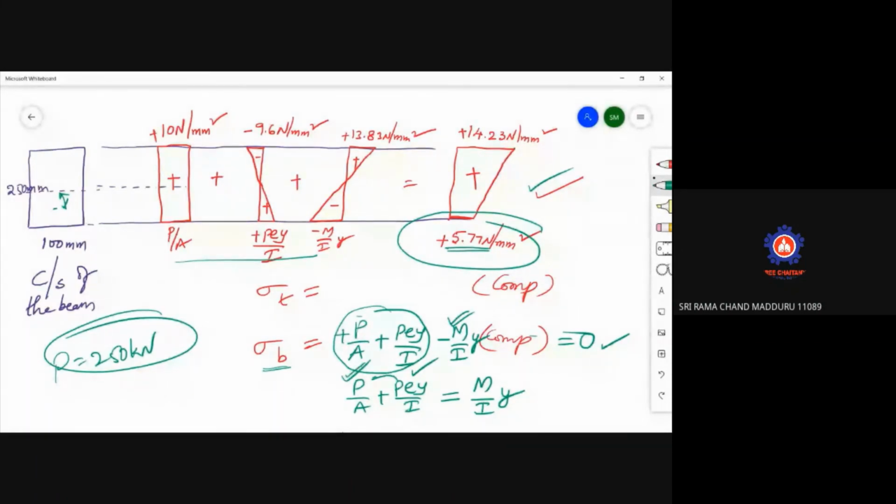So now write down: to balance the stresses due to dead and live loads, the stresses due to pre-stressing force with an eccentricity of 40 mm should be considered as plus P by A plus P into E into Y by I is equal to M by I into y.